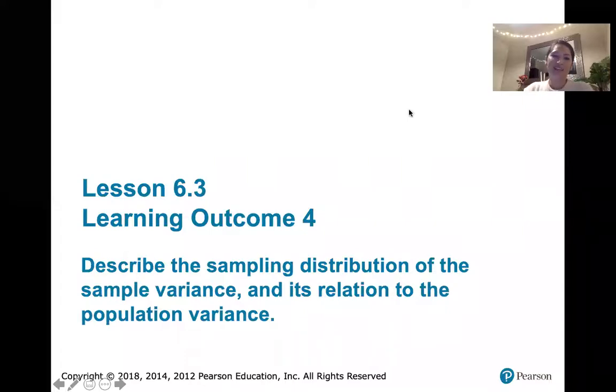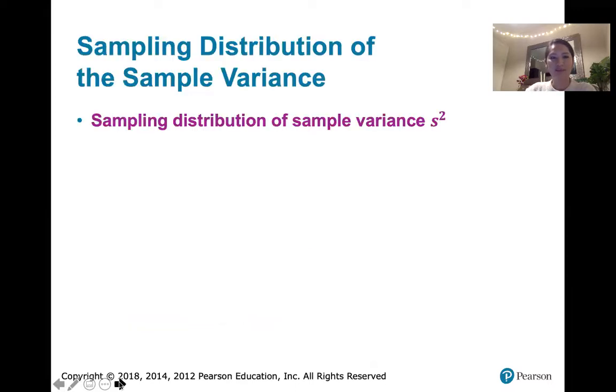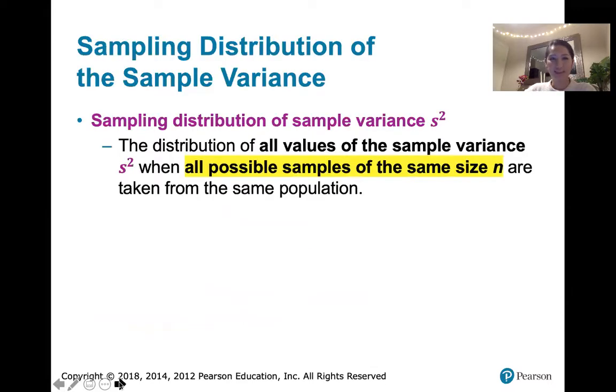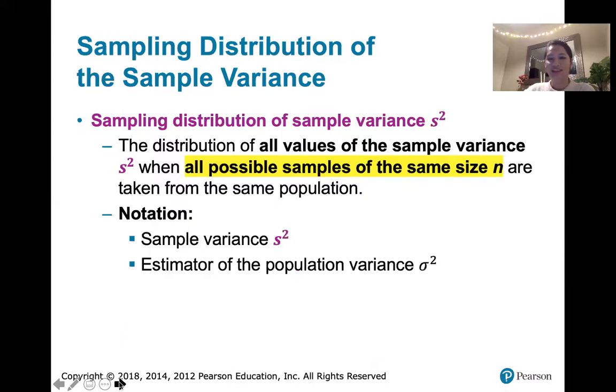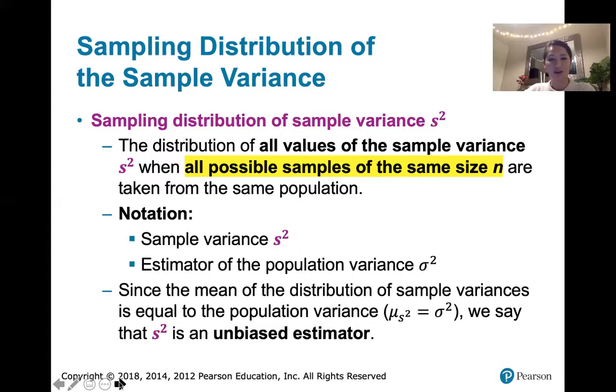In this video, we discuss learning outcome number 4 from lesson 6.3, which is all about the sampling distribution of sample variance and its relation to the population variance. Just as a reminder, the sampling distribution of sample variance is the distribution of all values of that sample variance, S squared, when all possible samples of the same size n are taken from the same population. The notation that we use is S squared for sample variance, and this is an estimator of the population variance, which is denoted by sigma squared.